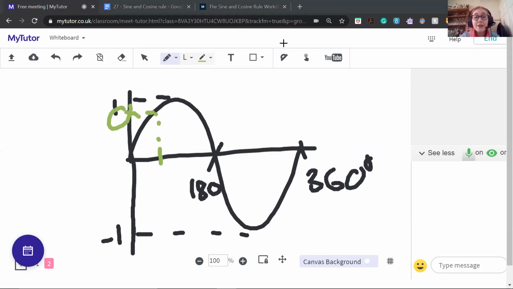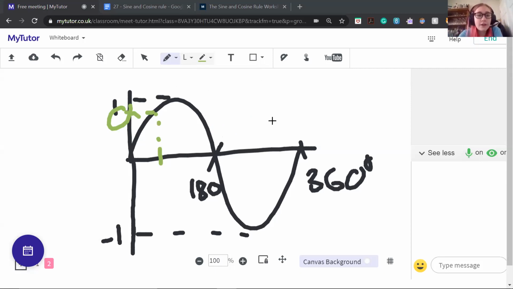Someone said, do we need a calculator today? Yes, if you want to play along and answer the questions as I'm going through them, I'd recommend grabbing a calculator if you can. Phone calculators will do. I think if you turn them on their side, you get more functions, and there will be sine and cos on there.